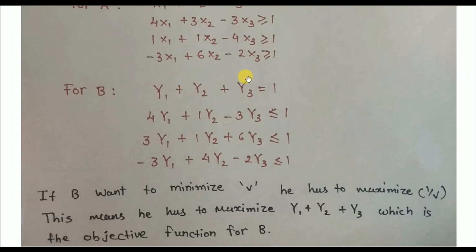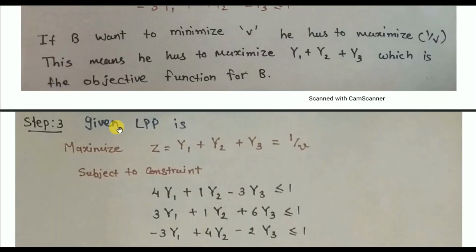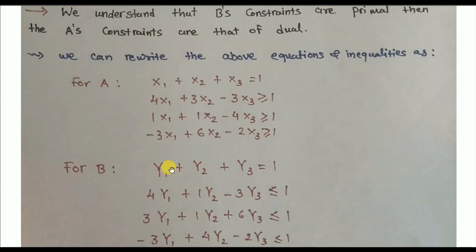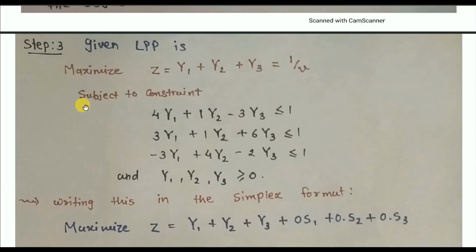And we solve this linear programming problem by the simplex method. I hope you know how to solve an LPP by the simplex method because you already learned it in your first chapter. So maximize y1 plus y2 plus y3, which is equal to 1 upon V, which is your objective function, and these are all subject to constraints. So our given LPP is this. We consider player B as the maximizing player, and these are the subject to constraints.